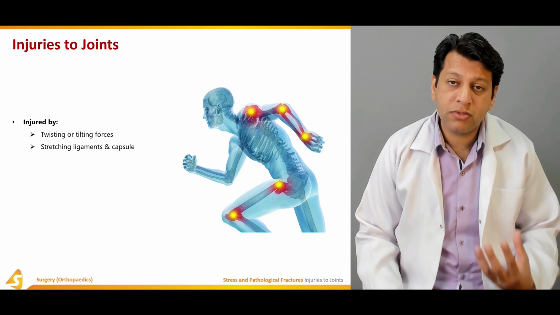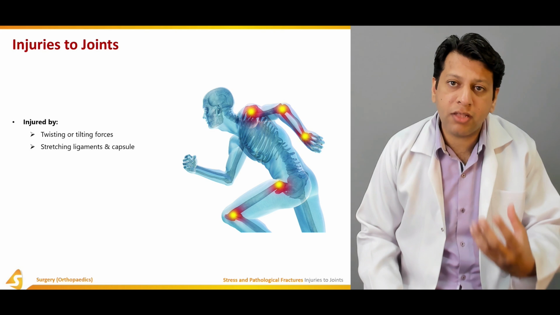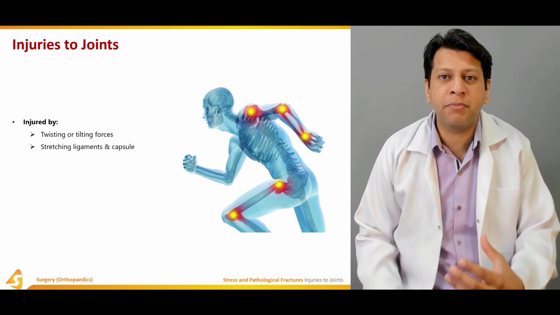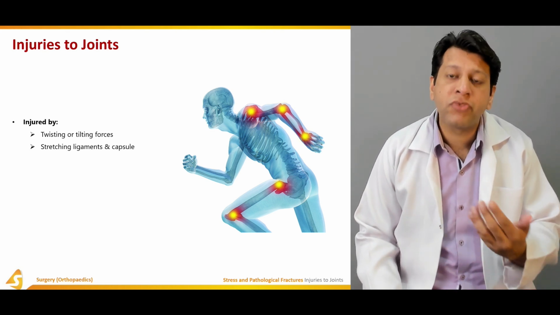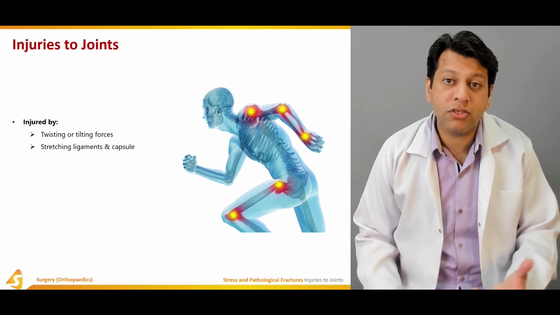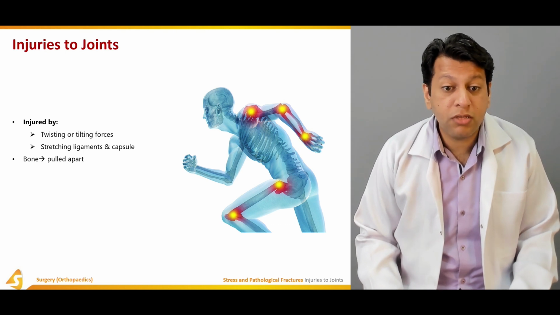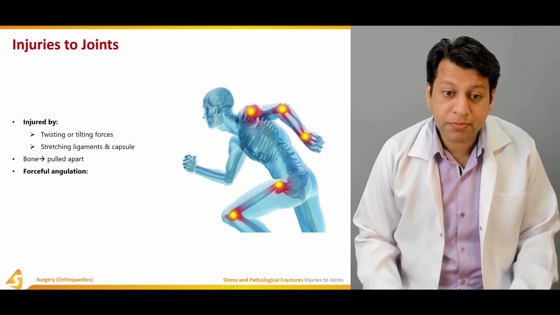Sometimes we have to understand that there is an incomplete injury to the ligaments, because the load has been taken by the bone, which has fractured. Sometimes the bone does not fracture and all the load goes over the ligaments, which results in a complete rupture of the ligaments as well. So usually the bones could be pulled apart as well.